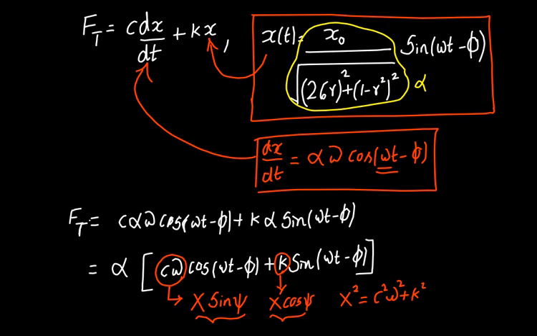So keep this at the back of your mind, guys. I'm going to simplify this X a little bit, and then come back and revisit this expression. So in the next step, I'm going to simplify just this expression X. X is equal to root over c squared omega squared plus k squared.